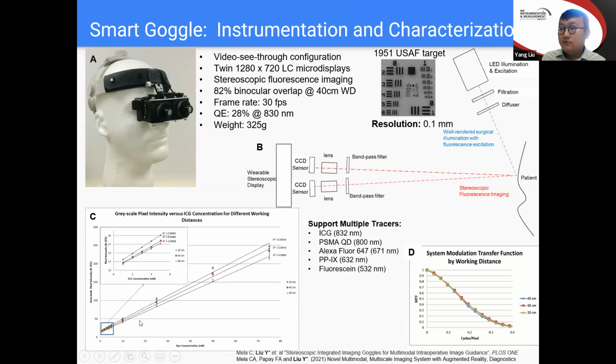We have also characterized the fluorescent detection limit of those systems. Here you can see the concentration of different fluorophores plotted against the pixel reading, at different working distances and at different molecular concentrations. You can see that we have very good linearity, and our system can detect down to 2 nanomolar of indocyanine green. That's very impressive. In addition to ICG, indocyanine green, we could also apply the system to other tracers such as quantum dots, Alexa 647, as well as 5-ALA.